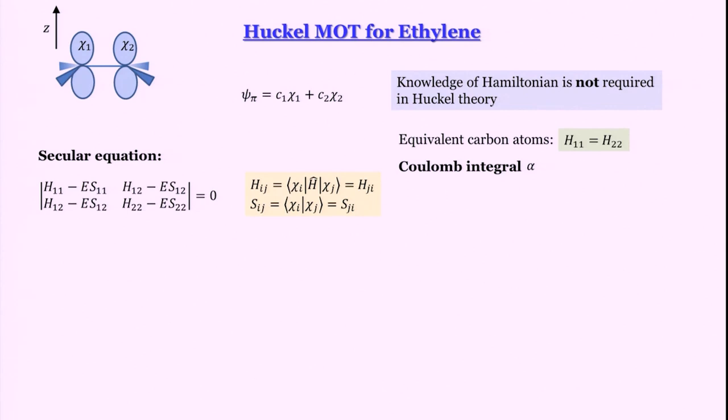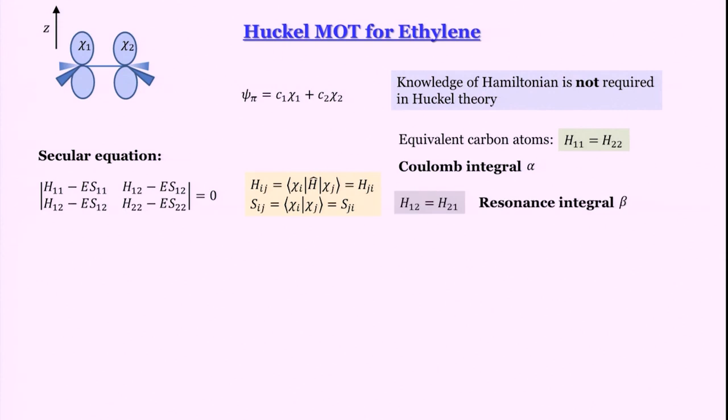But let us say that for equivalent carbon atoms, H11 and H22, we write this as alpha, and alpha is called the Coulomb integral. Why? It is called the Coulomb integral because it is all about electrostatic interaction of this electron in the joint field of the nuclei and the other electrons. So H11 and H22 in the secular equation, we are going to write alpha here and alpha here. We are left with H12 and S11, S12. Well, H12 and H21 are written as resonance integral beta.